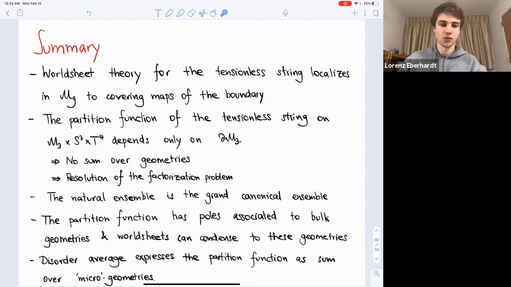And then one way in which this becomes more clear to me is if you disorder average the partition function of the symmetric orbifold over the moduli space of T4, and it expresses the symmetric orbifold partition function as a sum over these multiply sheeted geometries or microgeometries or whatever you want to call them. And now when the condensation works, all these different sheets of these microgeometries do align, and if they align, then basically a semi-classical bulk geometry emerges.